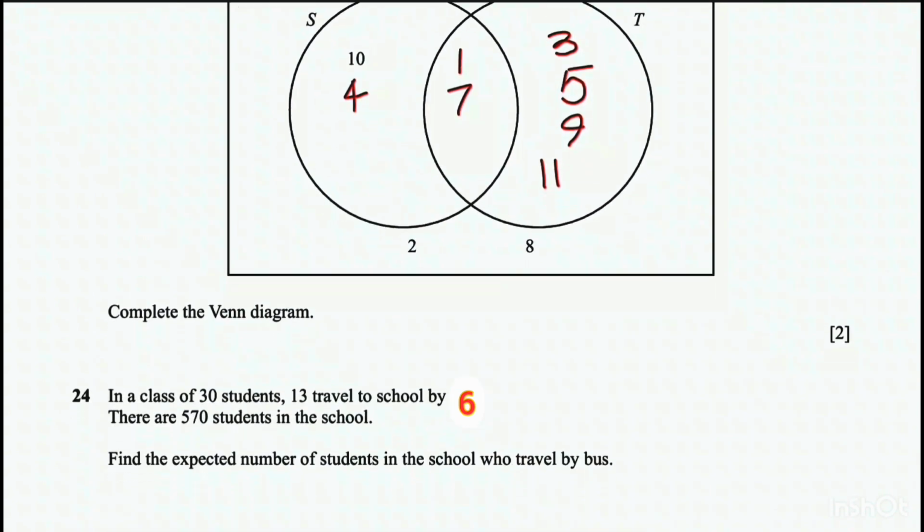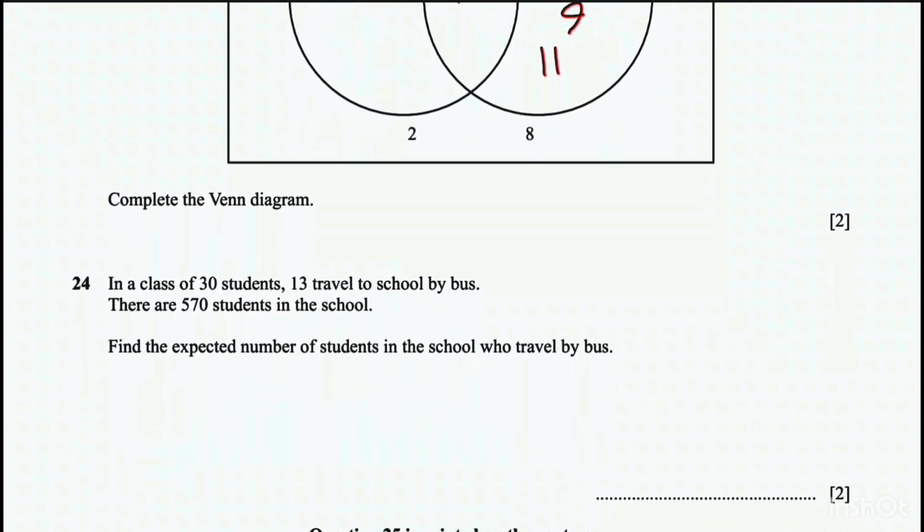So next is question 24. It says that in a class of 30 students, 13 travel to school by bus. There are 570 students in the school. Find the expected number of students in the school who travel by bus. So we find 13 out of 30. This is the ratio of the class, right? The ratio of the class is 13 students out of 30. So this we will simply multiply by 570, which is the total strength.